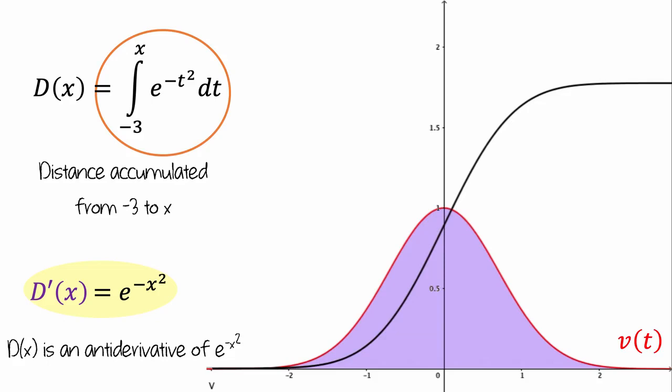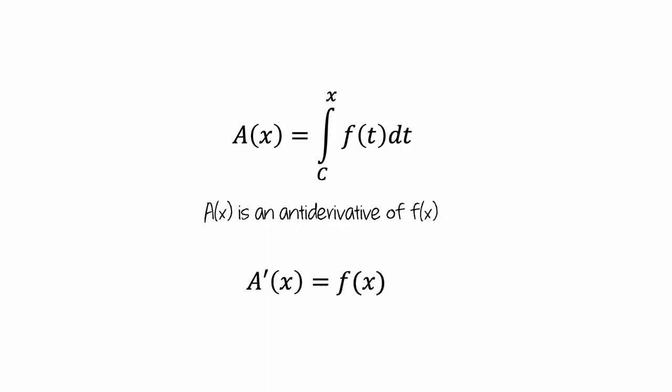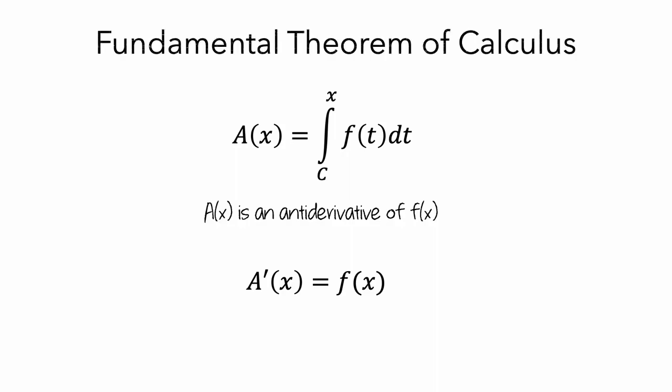So, in general, if you have an accumulation function, a of x, for a function f of x, then a of x is an antiderivative of f of x. Another way to express this is that the derivative of a with respect to x is equal to f of x. And this is one part of the fundamental theorem of calculus.